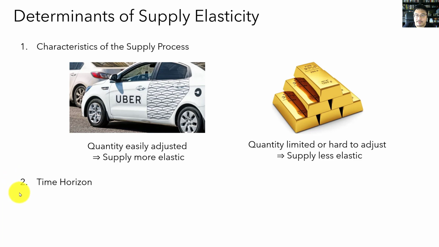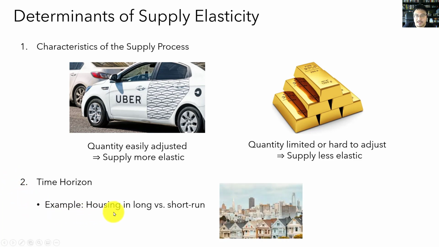And so let me give you an example of this. We can think about the market for housing in the long run versus the short run. Now in the short run, because housing takes a very long time to build and because land is quite limited, the supply curve of housing is going to be very inelastic in the short run. Even if prices change, the amount of housing available isn't going to change very much within a short time period.